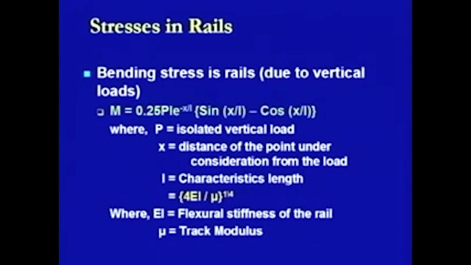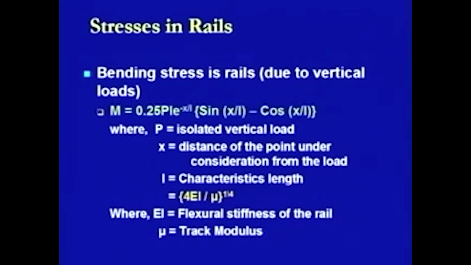In this case, M is nothing but the bending moment which is being induced due to the vertical loads placed at any point on the rail section. P is the isolated vertical load which is being applied through the wheels obviously. X is the distance of the point under consideration from the load. So, if you have a point of application of any load on the rail section, and you are interested to find out the bending stress at a distance x, then we will be computing the value of this bending moment at that distance x, and this is how it is taken.